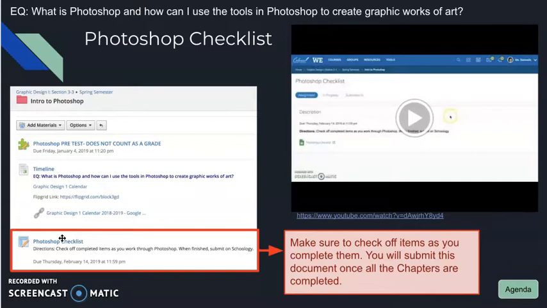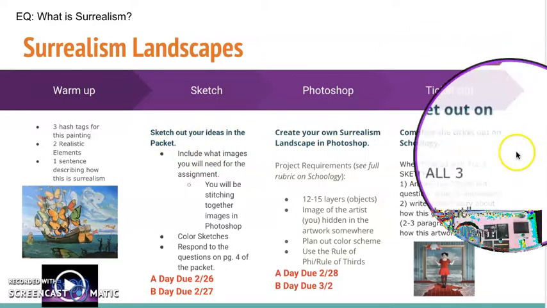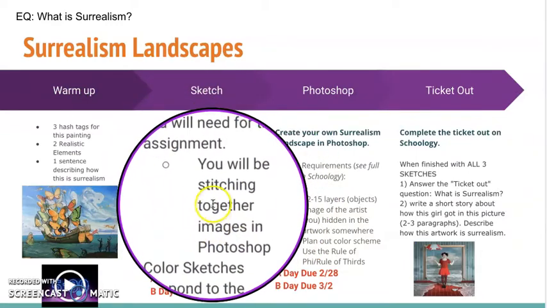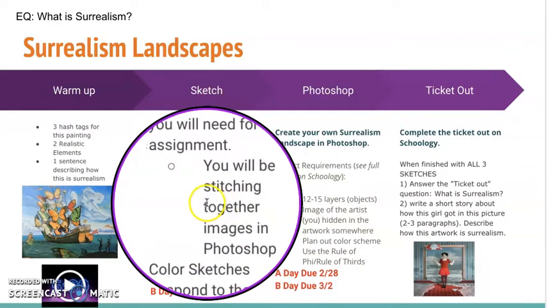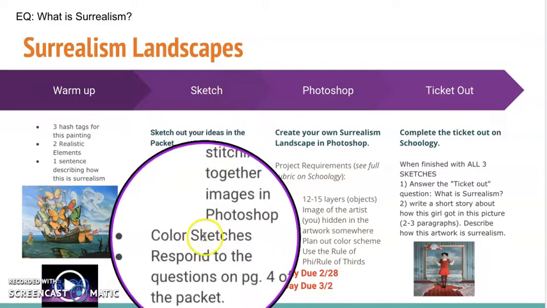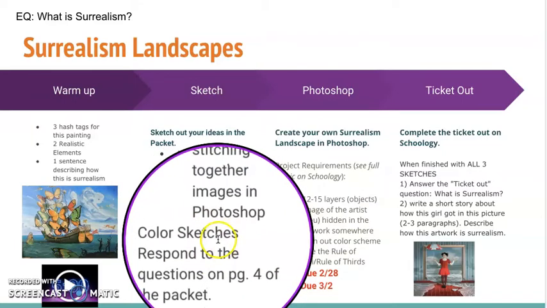Once you finish with that, you're going to work on the surrealism sketches. If you recall from last class, we started our surrealism unit, and you're going to sketch out your ideas in the packet. Make sure that you include images that you will need for the assignment. You're going to be stitching these images together in Photoshop, but I do need 3 full sketches. You want to color in those sketches, and then answer those questions on page 4 of the packet.